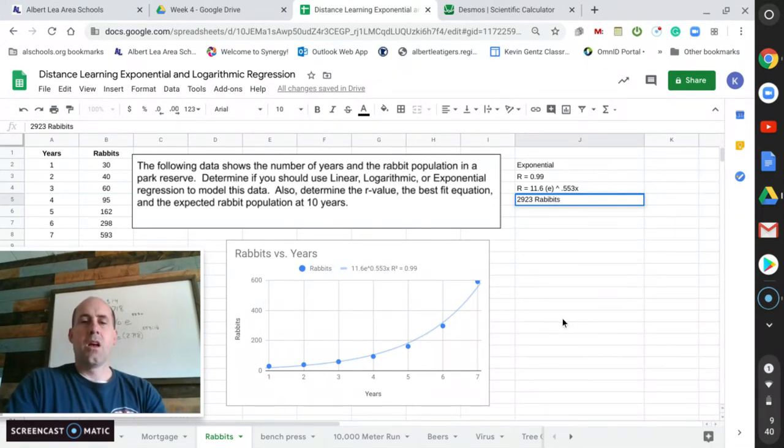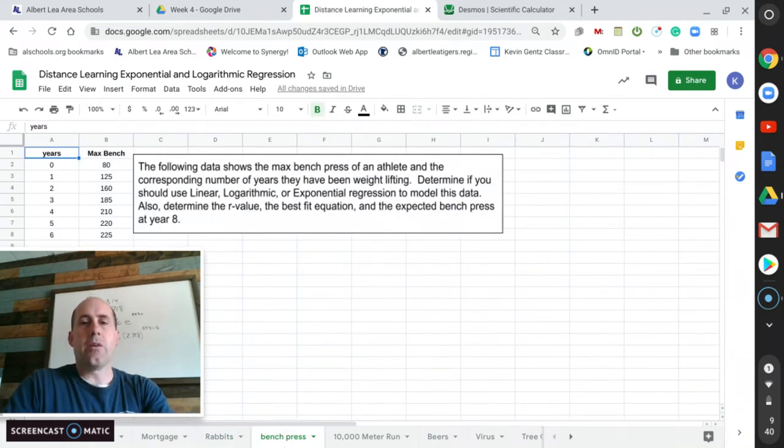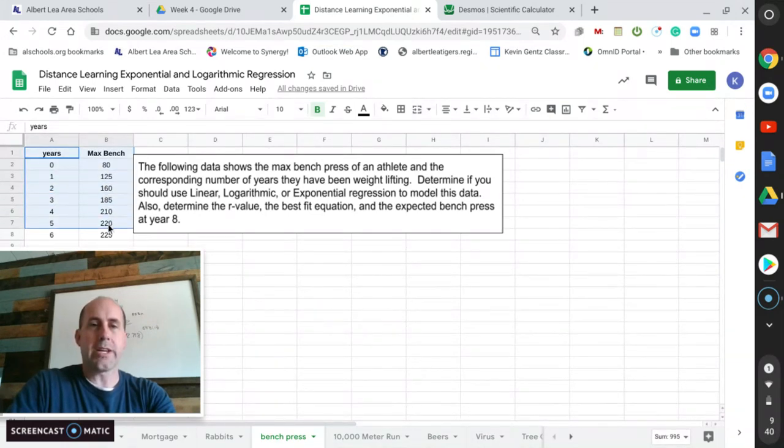There we have it. Last example, we're going to look at weightlifting and bench press. It says the following data shows the max bench press of an athlete in the corresponding number of years they've been weightlifting. So determine you should use linear, logarithmic, or exponential data in order to model this. So let's see if there's a relationship. Looks like the bench press starts off rather weak at 80 pounds, then jumps up to 125, but it looks like it kind of tapers off at the end.